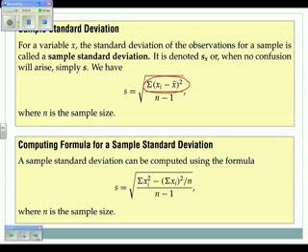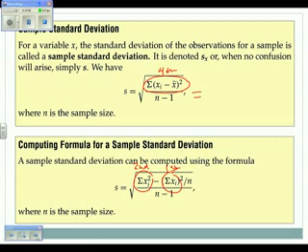And then on this bottom formula, we have the sum of x squared. Well, that was the sum of the second column, right? And then we have the sum of x. Well, that was the sum of the first column. So this was our second column, this was our first column, and this was our fourth column. All of these things in the formulas we can get from the table that we just filled out.